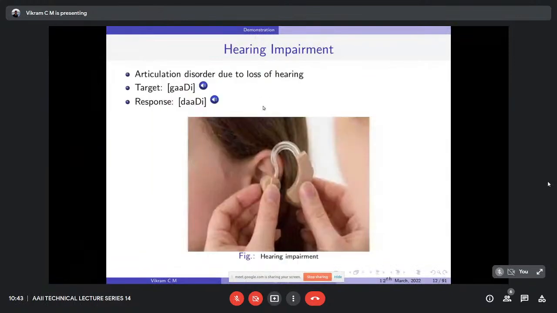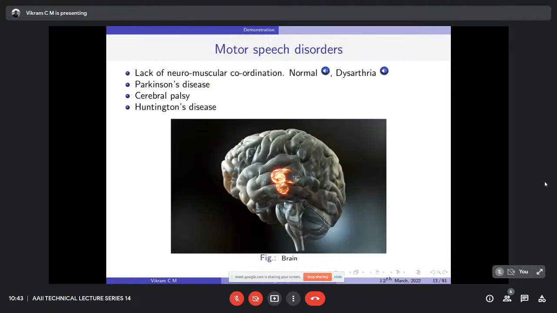Next, one more disorder is, suppose we have hearing impairment. Here also, we learn speech production through hearing. Since our hearing organ is damaged, we can expect some deviation in the speech quality. Another one is, just now we saw cleft palate and vocal fold disorders.